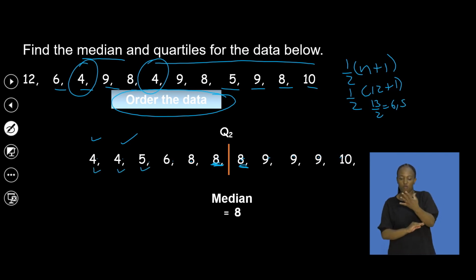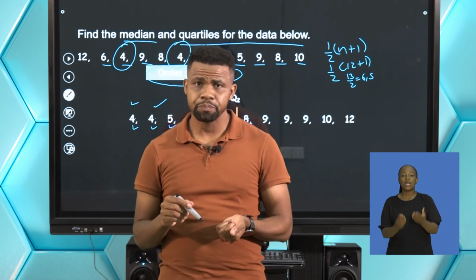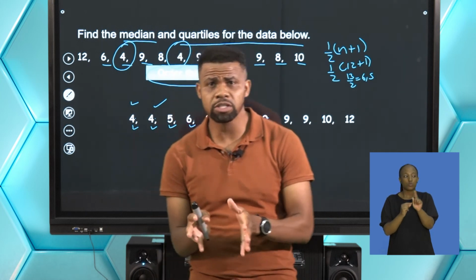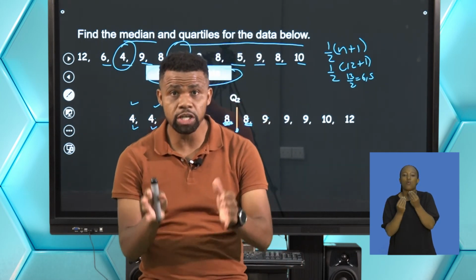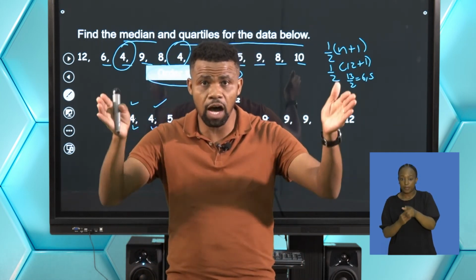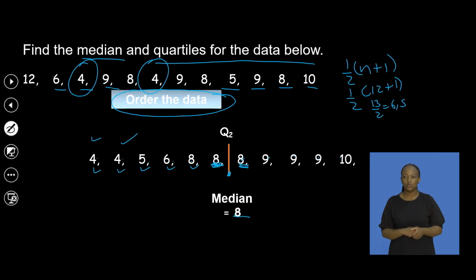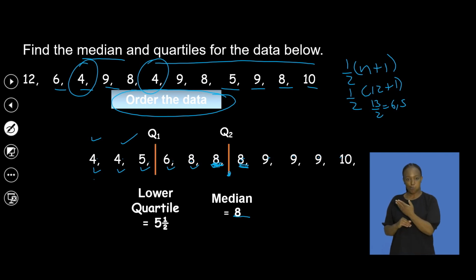1, 2, 3, 4, 5, 6. 6.5 is there. How do we find that? 8 plus 8 divided by 2, we get 8. That's the median. How do we find the lower quartile? For the lower quartile, what we're going to do is find the median of half of the data.